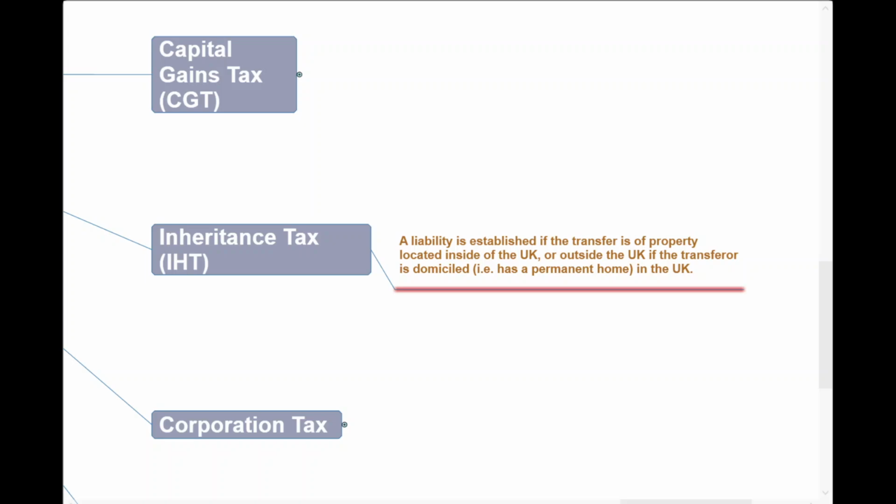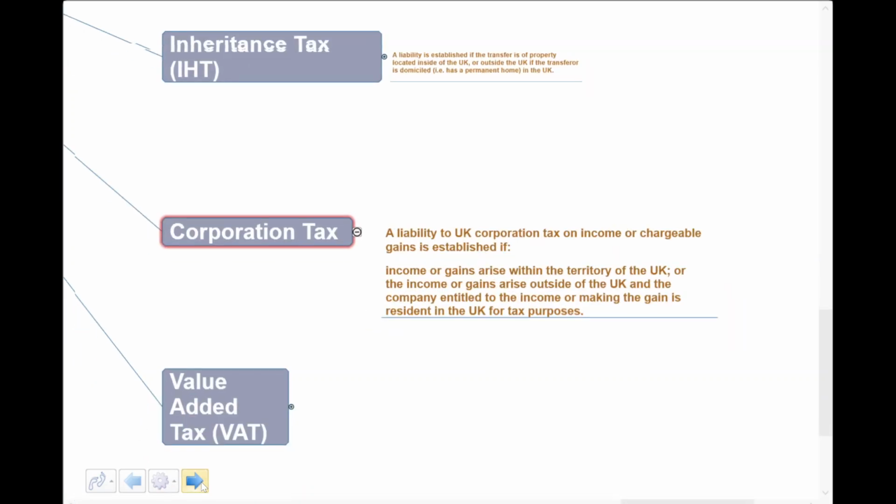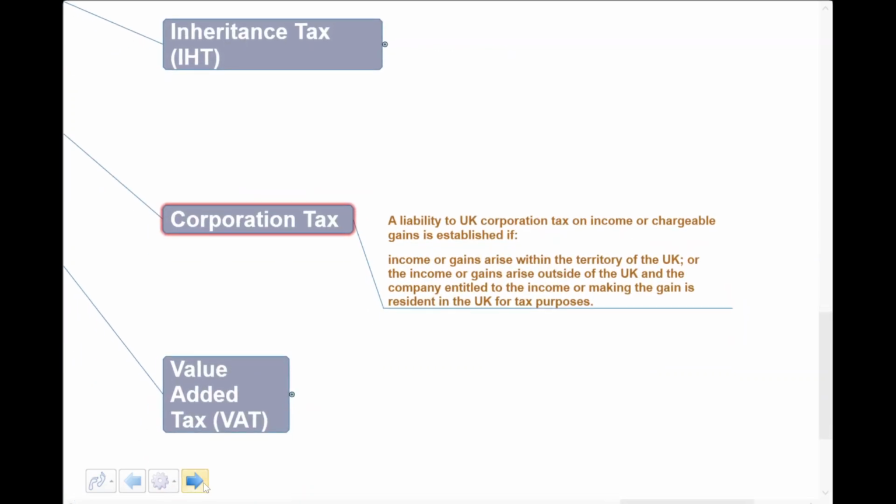Okay. Next one for us is corporation tax, which, as you'd expect, is going to be chargeable on a corporation if the company has income or gains within the territory of the UK or income gains arising outside the UK, and the company entitled to the income gain is resident in the UK for tax purposes. So if they're resident, in other words, incorporated, or centrally managed and controlled within the UK, then bingo, you're going to be taxed on your worldwide income.